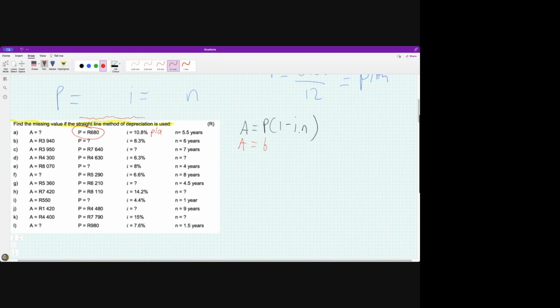So what do we have? We have to put this here. We have to make sure we get this right. And then it's going to be times 5.5. So please put your answer in the chat so I can see if you guys are following along nicely. $680 times 1 minus 0.108 times 5.5. What are you getting?